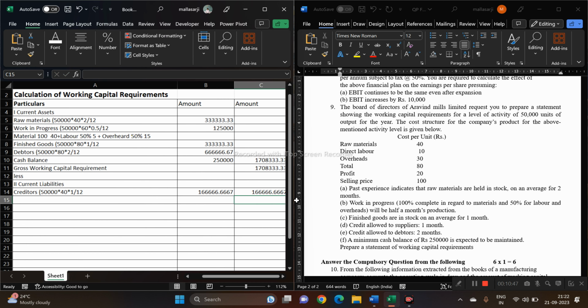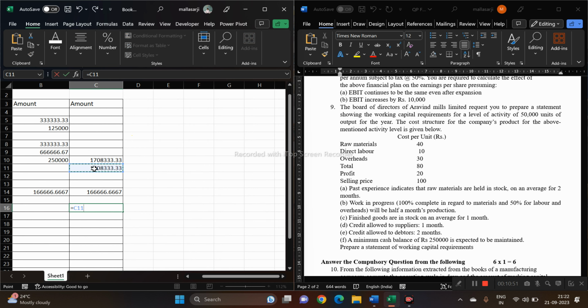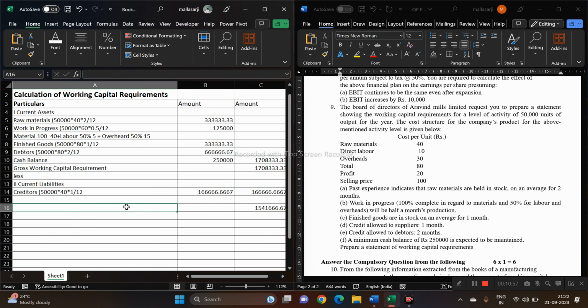So the final answer we are going to get is 17 lakh 8,000 minus 1 lakh 66,000. The final answer, net working capital requirement, is 15 lakh 44,000.